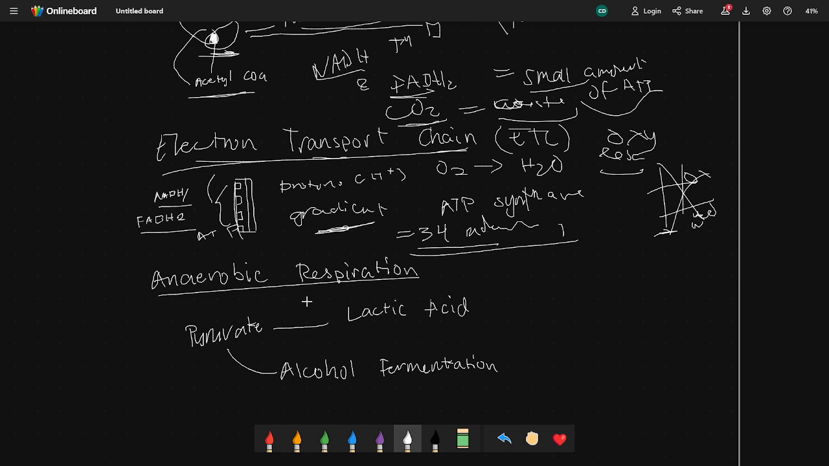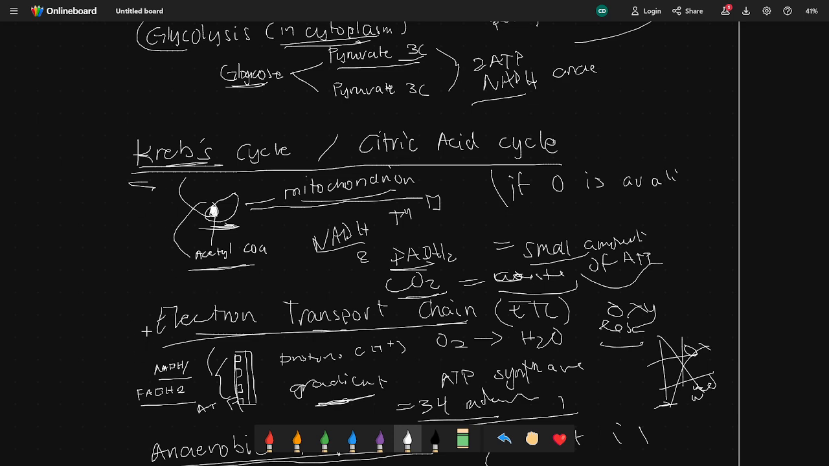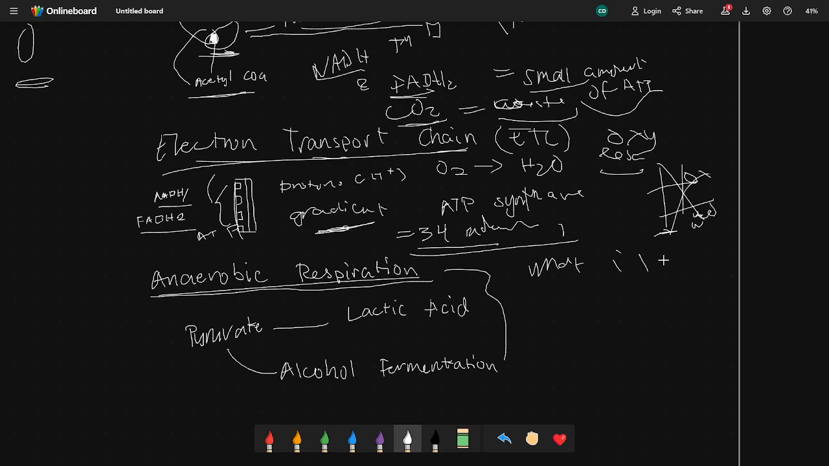Now, anaerobic respiration, which I briefly introduced earlier. Let's answer the question: what if there's no oxygen? In the Krebs cycle and the electron transport chain, we need oxygen. But what happens if we don't have any? That's when anaerobic respiration comes in. It is also called fermentation.